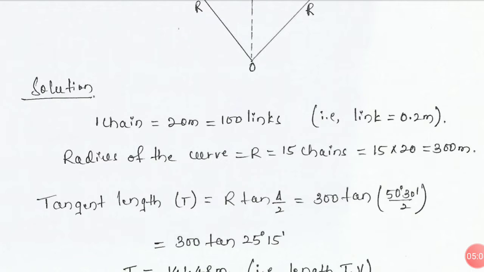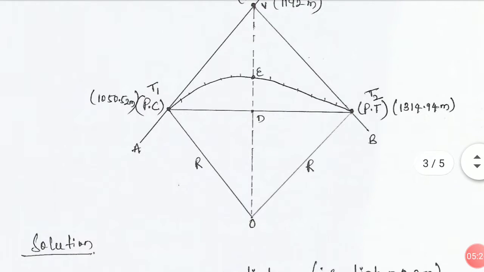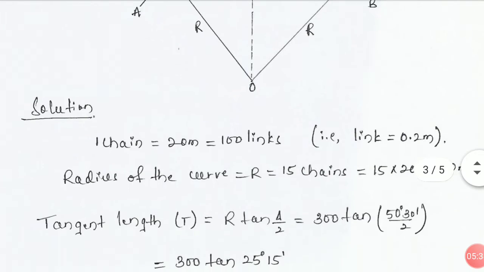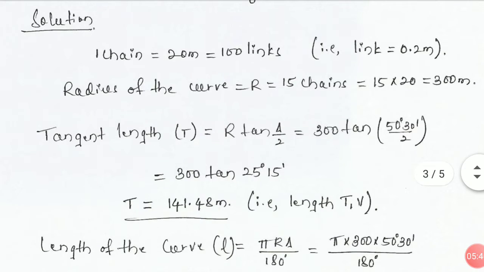So one chain is 20 meters, that is 100 links, so one link value will be 0.2 meters. The radius of the curve is 15 chains, 15 into 20, I will convert it in terms of meters, that is 300 meters. Next, tangent length I will calculate, that is T. Tangent length is from point T1 to V, that is from point PC to point PI, or else point PI to point PT, or else T2 to V. Those are the tangents. R tan delta by 2, we have the formula.